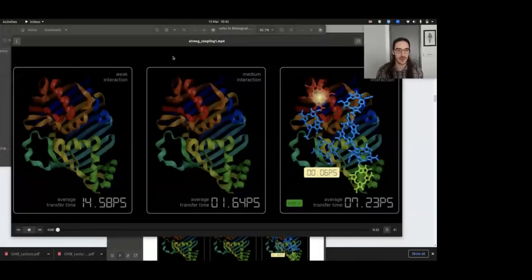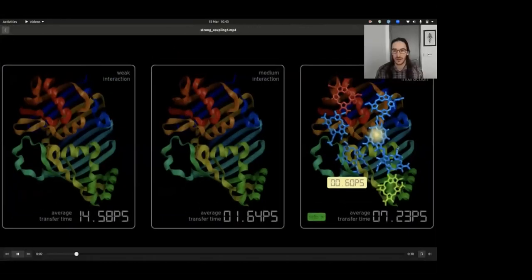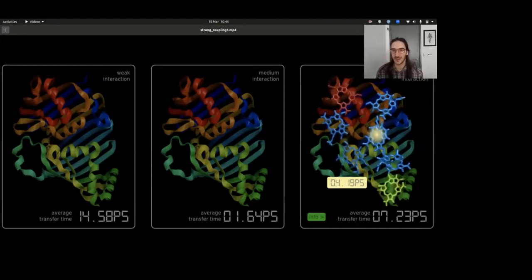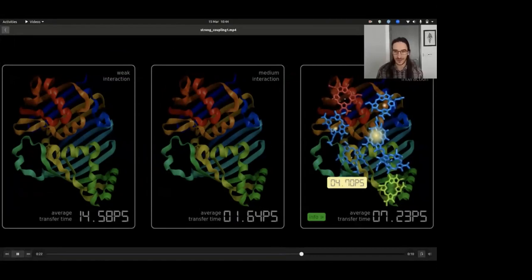Now, third example of strong coupling, we can see that the excitation is essentially localized to a site and then hops between sites as time goes on, and this is essentially a random aspect in the strong coupling limit. And this is essentially what's called the Forster limit, where we have random hopping between sites. And this case, you can see, is slower than the medium interaction case.